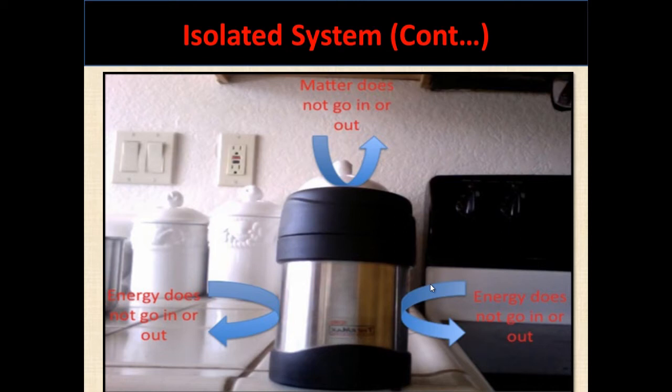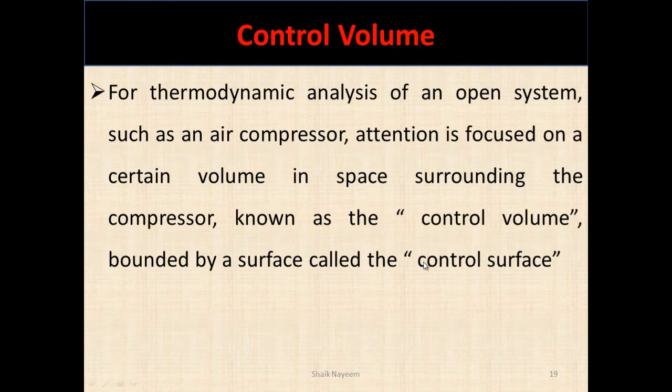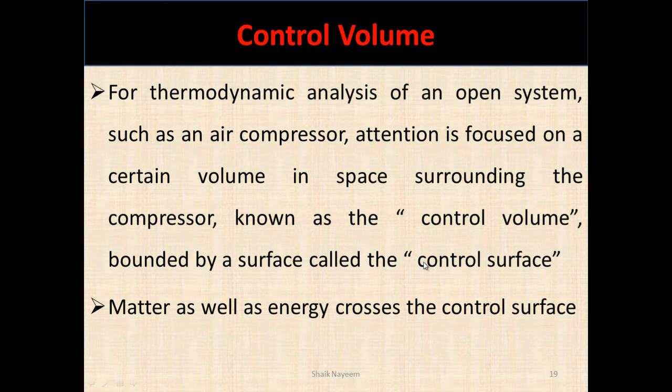So these are some of the thermodynamic systems we will have. The last topic in this lecture is control volume. Control volume can be defined for thermodynamic analysis of an open system, such as an air compressor. Attention is focused on a certain volume in space surrounding the compressor. This volume is known as the control volume, and it is bounded by a surface called the control surface. Matter and energy can cross the control surface.